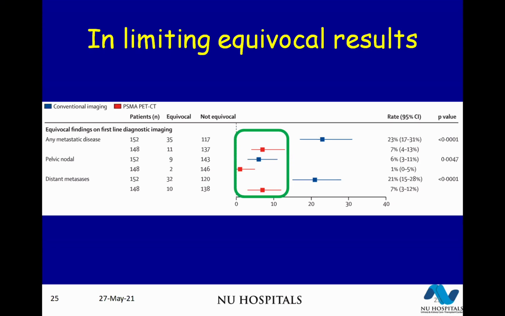So here you can see, sir, that it also helps in limiting the equivocal results when we have to decide whether to have a curative intent or a palliative intent. If you see the equivocal findings on first line diagnostic imaging, if you take the CT, where the blue arrow mark is being shown, the equivocal percentage is up to 23%. But if you take the PSMA PET scan as a first line imaging, for metastatic disease the equivocal chances are reducing significantly.